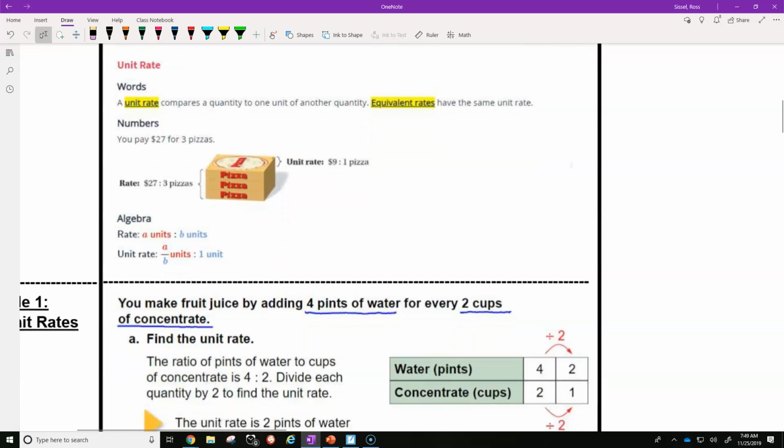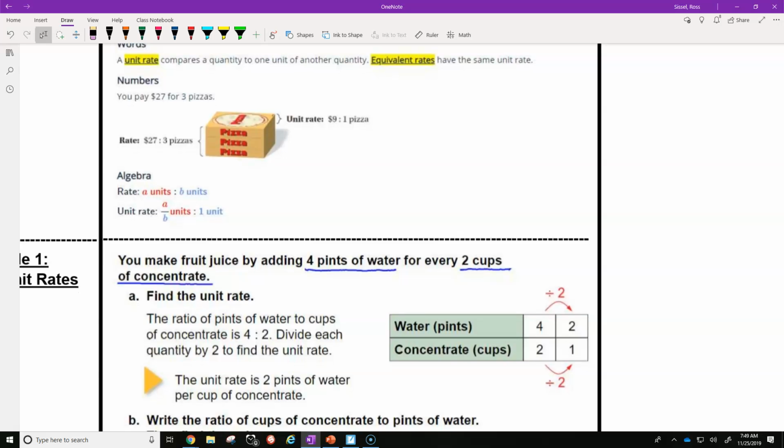A unit rate compares a quantity to one unit, I'd underline that, of another quantity. When I ask you for a unit rate, we want to break it down so it's something compared to 1. Before we've seen 3 to 2, 10 to 20, 7 to 5. Well, those are all fine. Those are ratios. A unit rate was, we want to make that second unit only 1. We're going to compare it to 1.